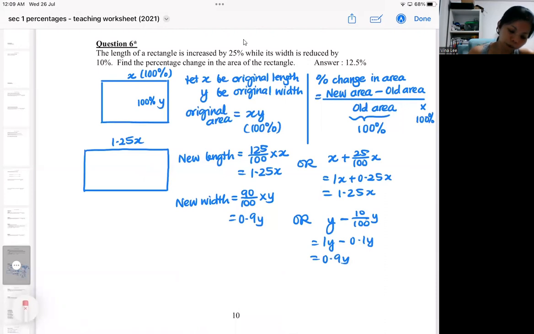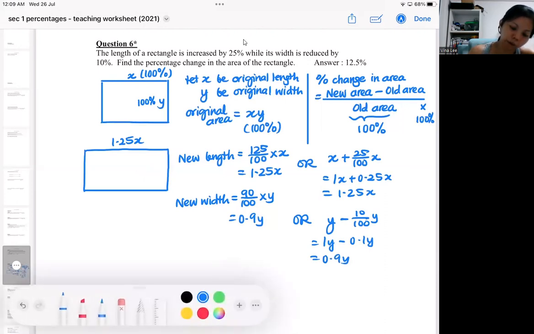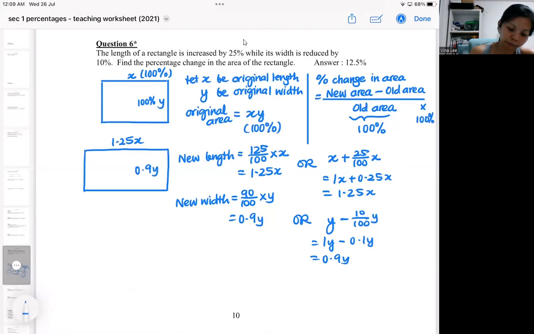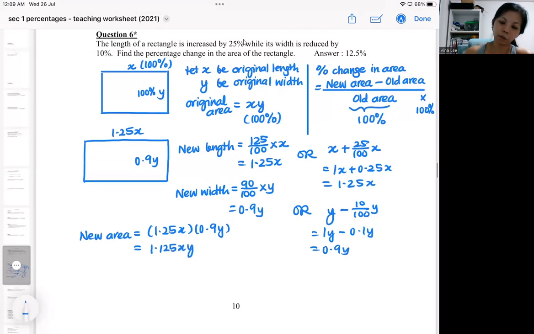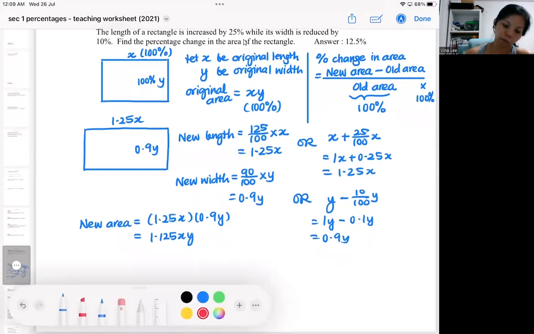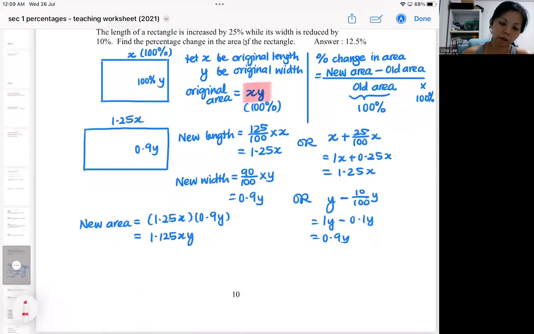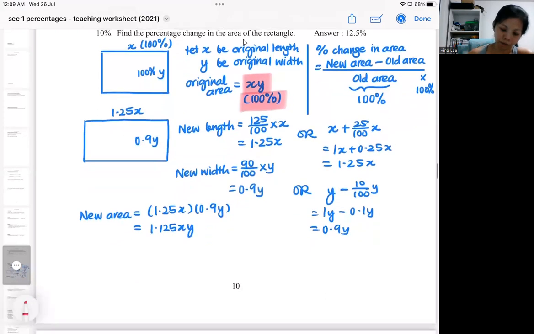When you get the new width and the new length, you will be able to get the new area. The new area will be 1.25x multiplied by 0.9y. Punch your calculator, and it will be 1.125xy. That will be the new area. So comparing it with the original area, which is xy, what will be the percentage change?